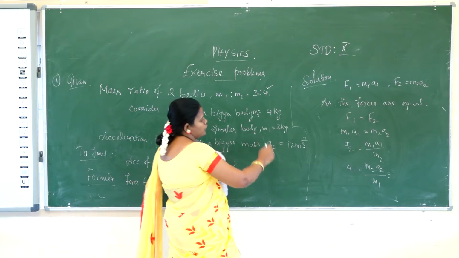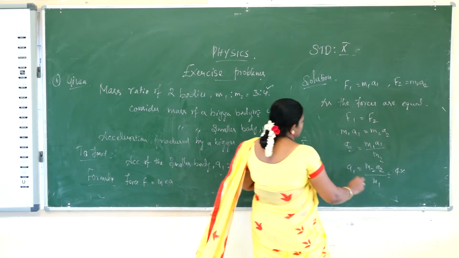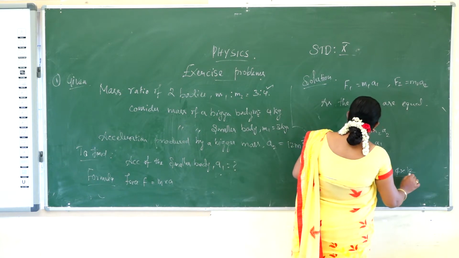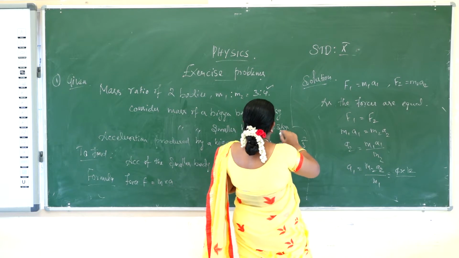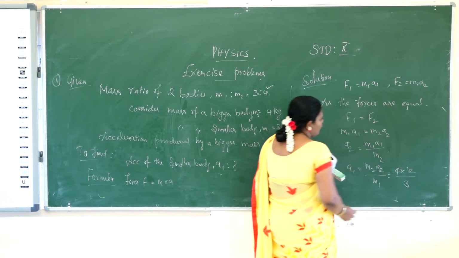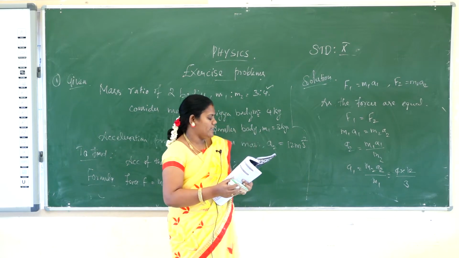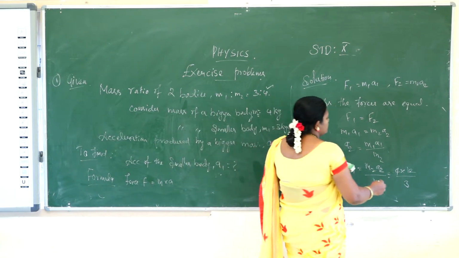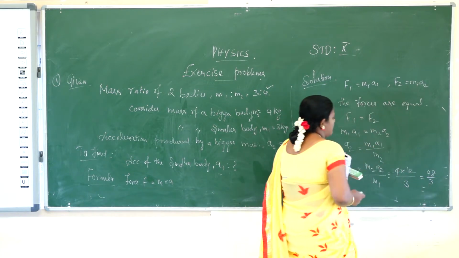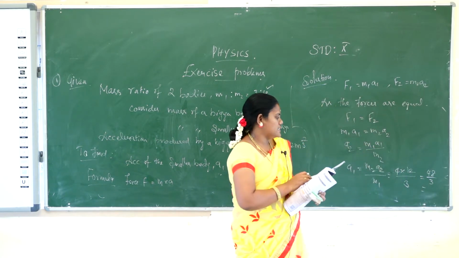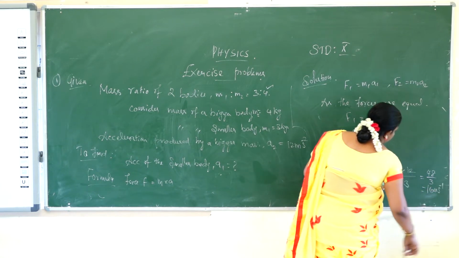The m2 value is 4, so 4 into a2 value 12, by the m1 value, which is 3. So 4 into 12 by 3. What is the value of 4 into 12? That is 48. So 48 by 3 is 16 meter per second square.